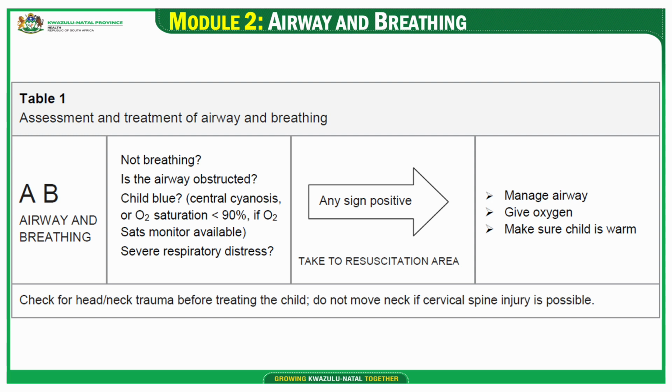So when we assess the airway, there are certain questions that we need to ask ourselves. And if we find that these questions are present or the answer is positive, we need to move the patient immediately to the resuscitation area and manage further. So these questions are: is the patient breathing? Is the airway obstructed? Is the patient blue or cyanosed? Does the patient have severe respiratory distress? Any of these need immediate management.